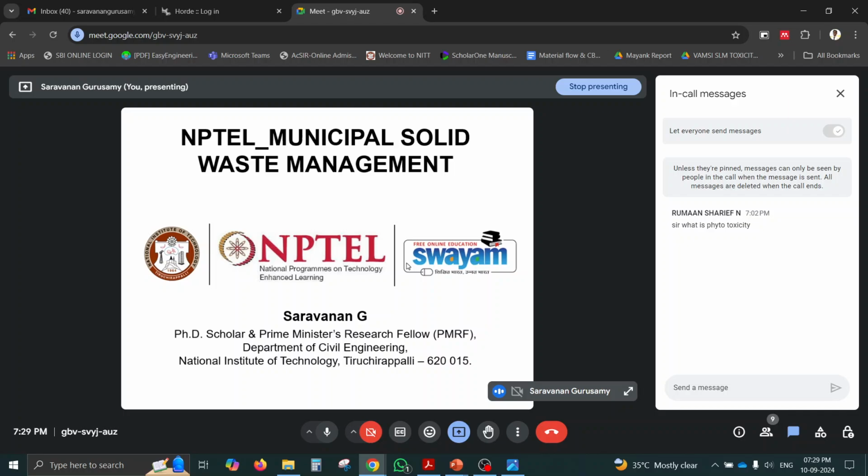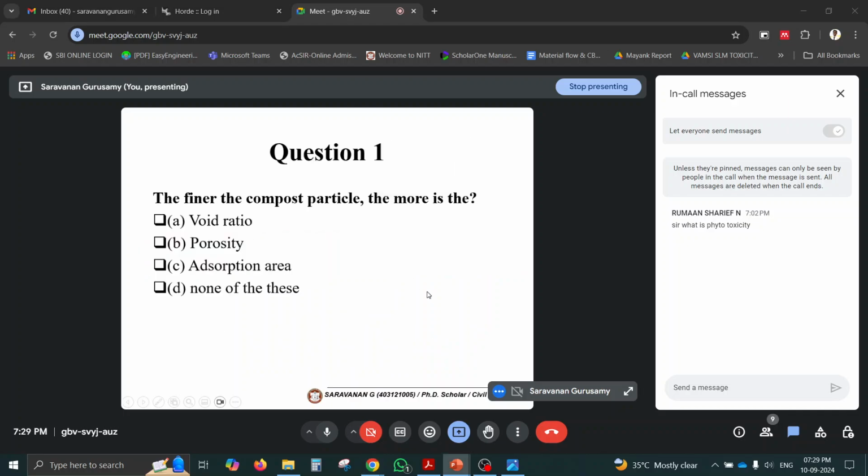Okay. I'll move on to the first question. This is a multiple choice question. The finer the compost particle, the more is what? If the compost particle is finer and added to the soil, what will it increase? Void ratio, porosity, absorption area, none of the above. More than one answer may be correct.